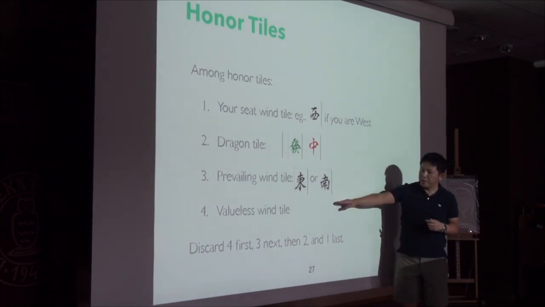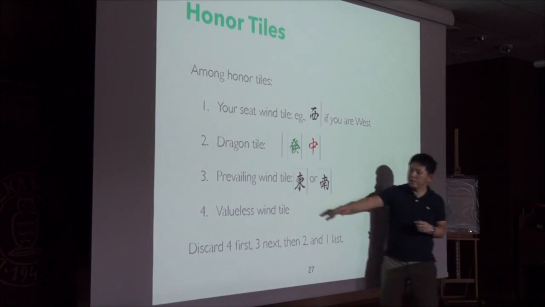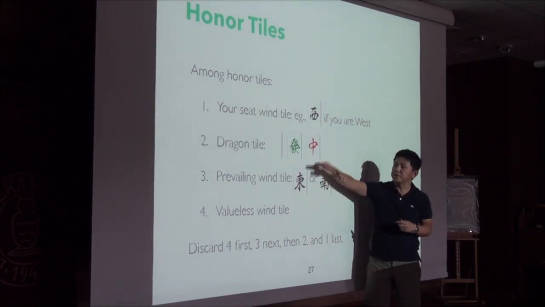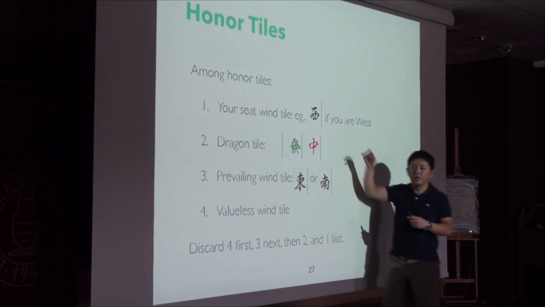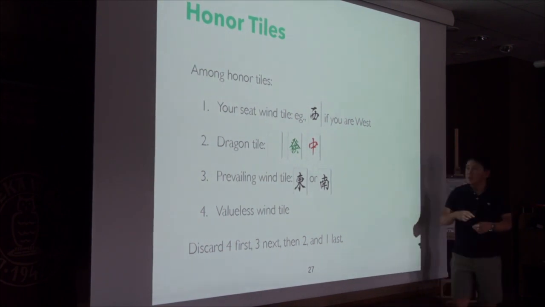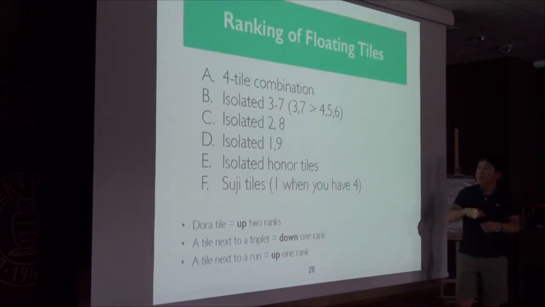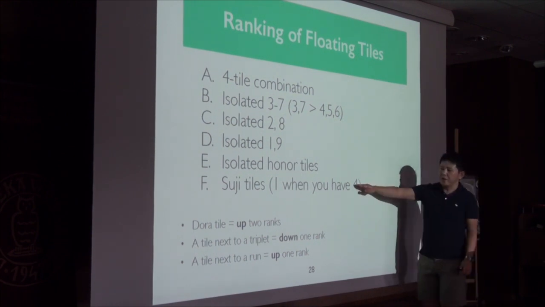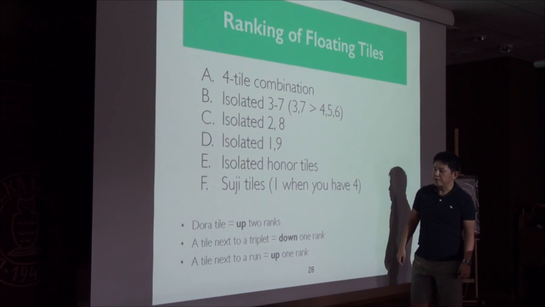And then there is the value-less wind tile. So you'd better discard this first, this next, this, and then this. And I've already explained why these tiles are the least useful.